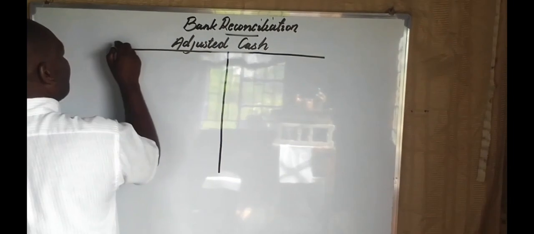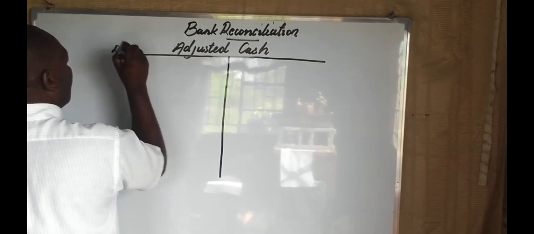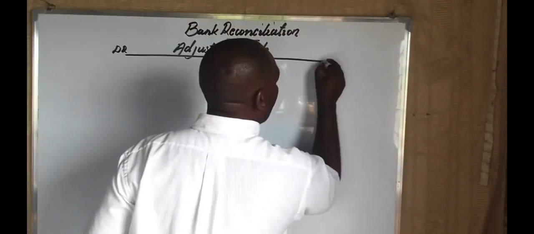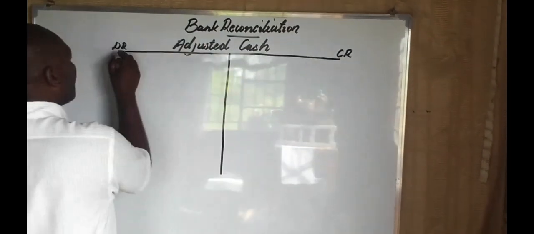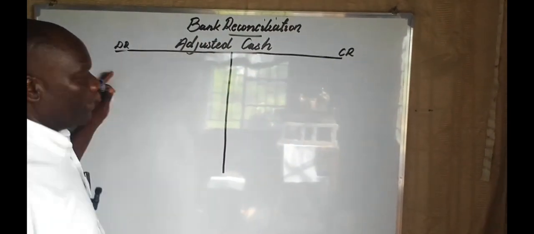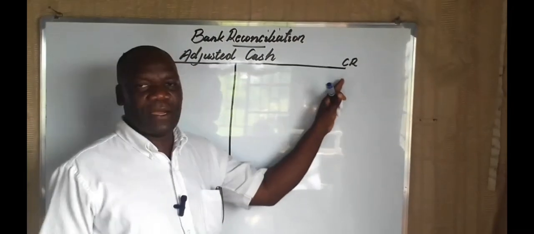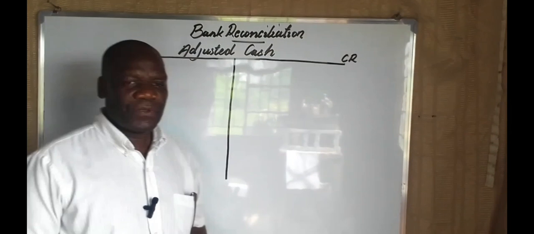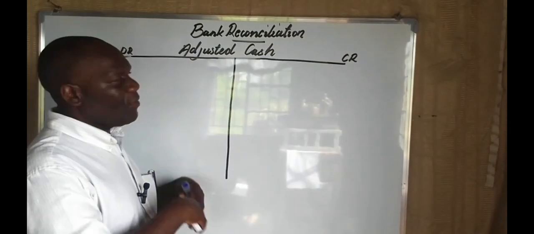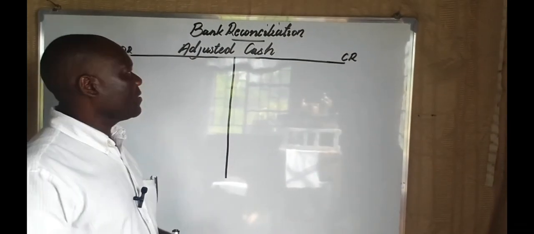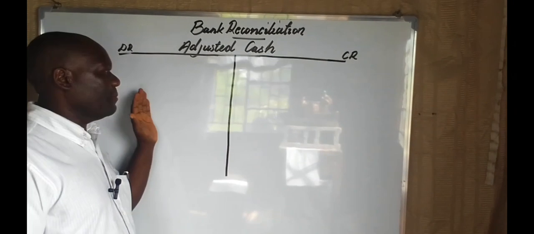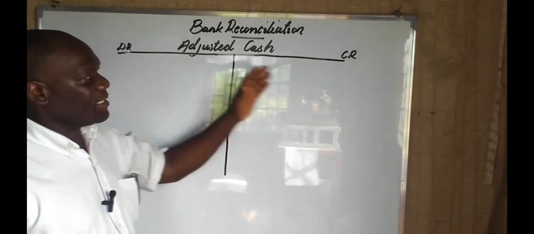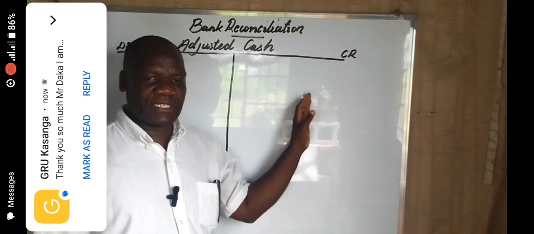This is our debit side. This is our credit side. Okay, so we have our debit. We have also our credit side. Now, let's look at when you are adjusting the cash book for bank reconciliation, the items that are supposed to be on the debit side, and the items that we are going to enter on the credit side.